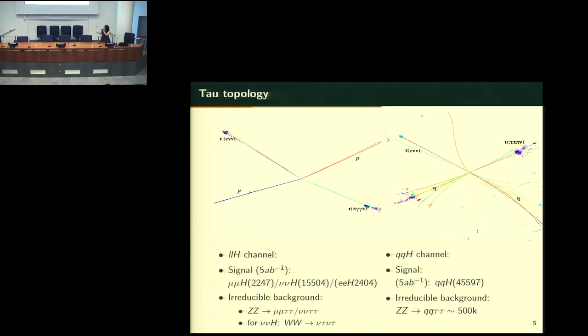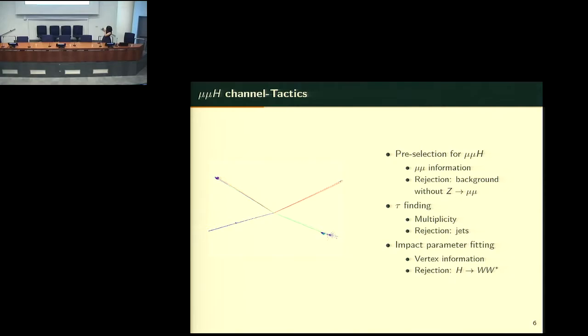So first of all, what I have done is that, as shown here, the topology for the channels where the Higgs is produced associated with a pair of leptons, and also for the channels where there are two jets, are different. That's why we use two different strategies for these two kinds of channels. And all the studies have been done for the 5 inverse attobarn samples simulated with MOKKA and reconstructed with ARBOR.